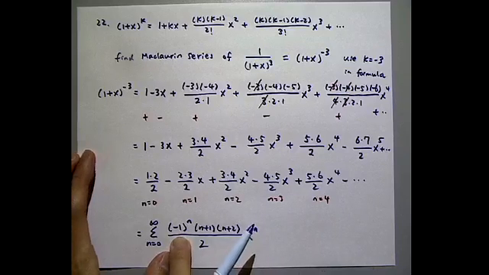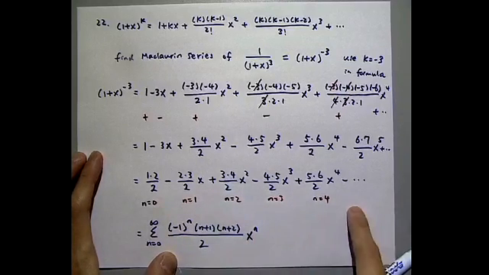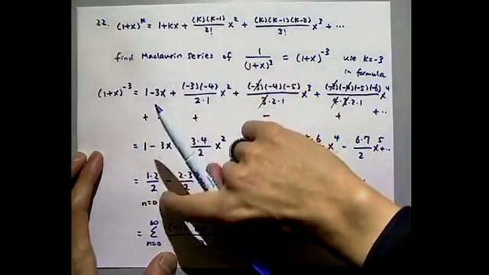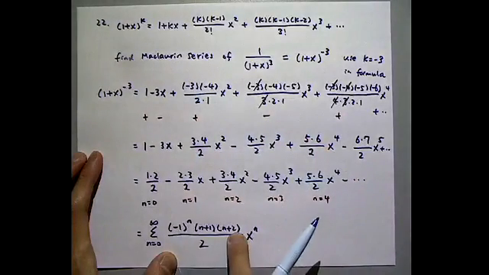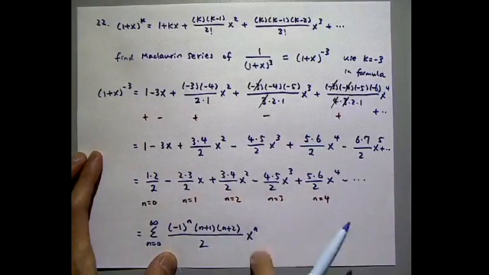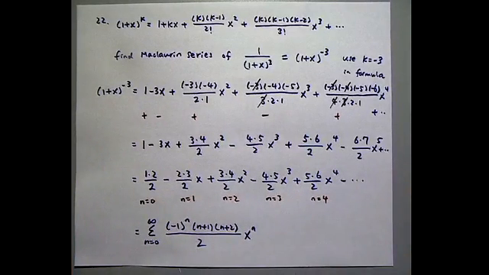Right? Minus 1 to the n gives me my alternating signs. Numerator, 1, 2, 2, 3. It's always 1 more than n times 2 more than n. Downstairs, 2 everywhere. Good. And then x to the n for the power series part. All right? Questions? Good.